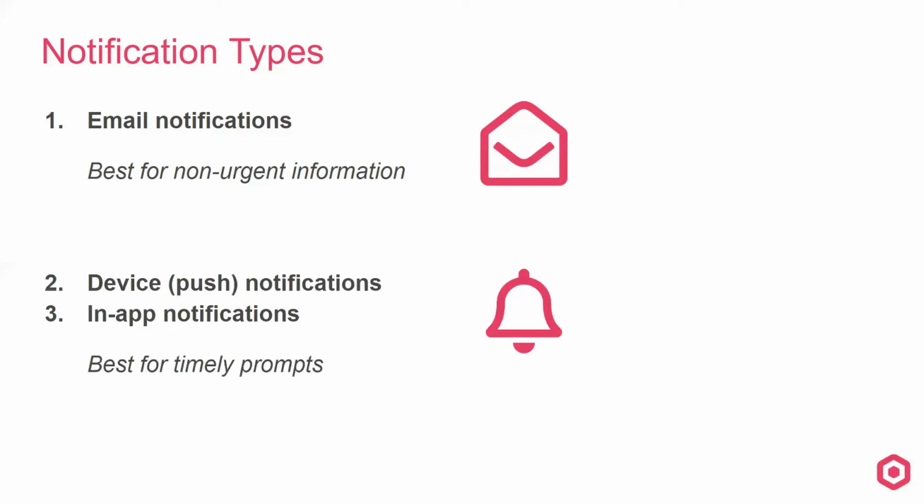The other notification types are device, or sometimes called push notifications, and in-app notifications. I will explain what these are in more detail, but this type of notification is really best for a very timely prompt. It's like your phone pinging the second that the notification happens. So if you need to know then and there, we recommend using device and in-app notifications.